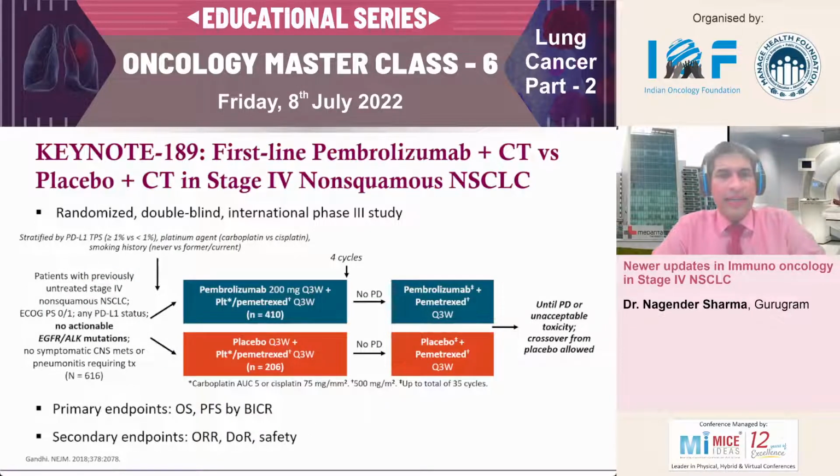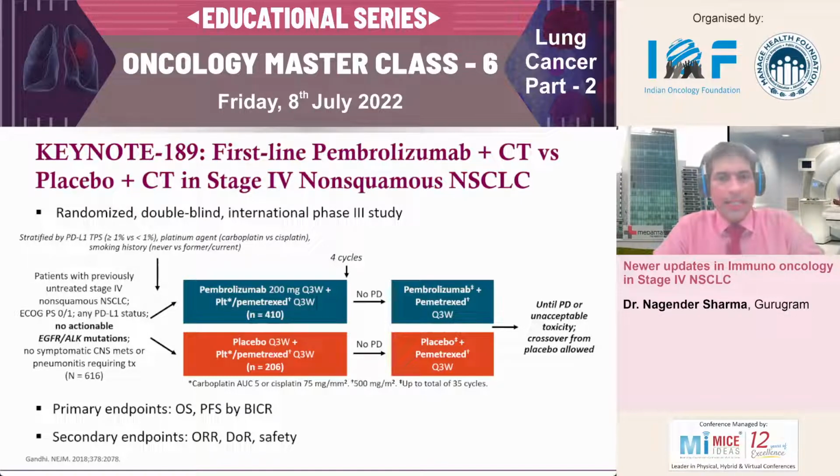Then came the Keynote 189 trial, first-line pembrolizumab plus chemotherapy, which was compared with placebo plus chemotherapy in stage 4 non-squamous NSCLC. It was a randomized, double-blind, international phase 3 study in which patients were stratified based on PD-L1 score, platinum doublet, whether cisplatin or carboplatin, and smoking history. Patients with actionable EGFR alterations and symptomatic CNS metastases were not allowed, and pneumonitis requiring treatment was also excluded. The primary endpoints of this trial were overall survival and PFS by blinded independent review, and key secondary endpoints were objective response rate, duration of response, and safety.